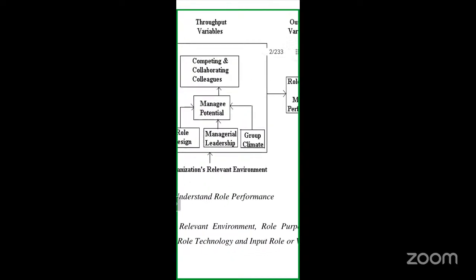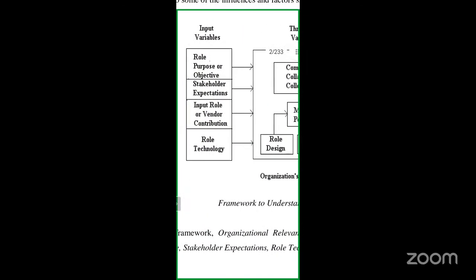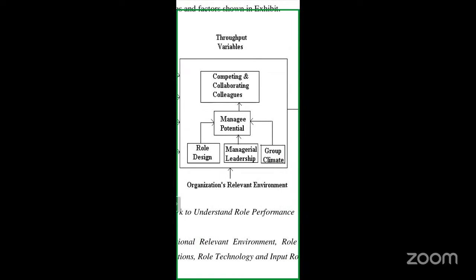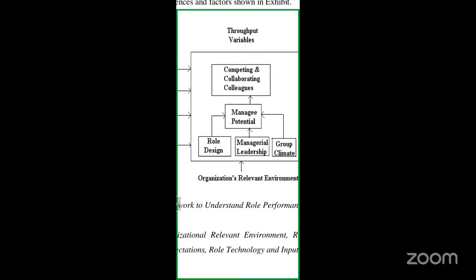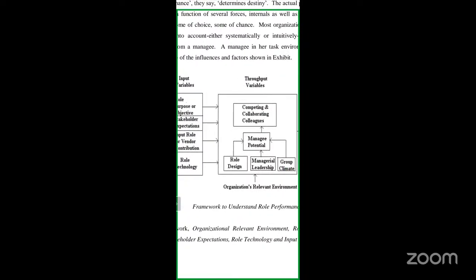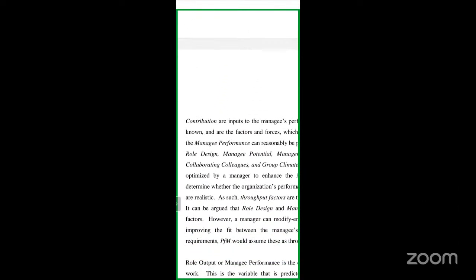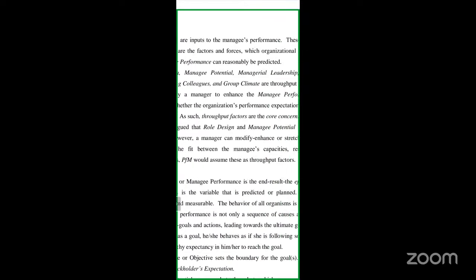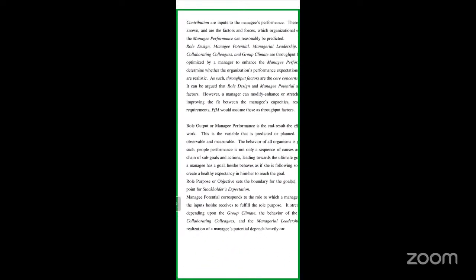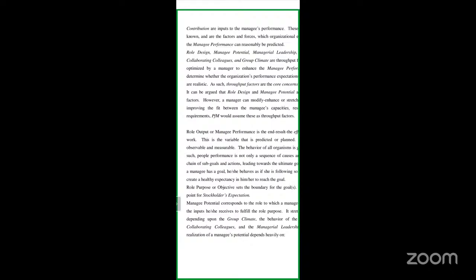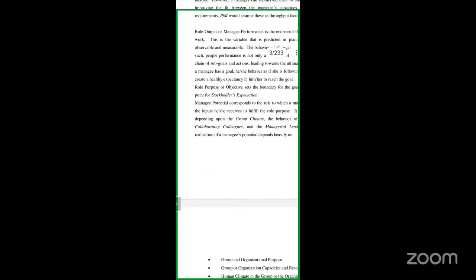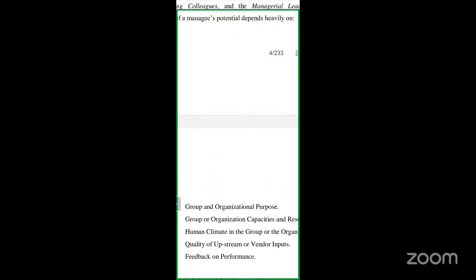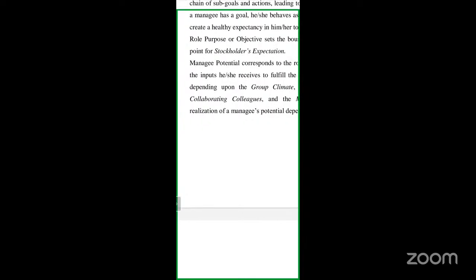So the complete output of the performance management depends upon the input variables and the internal process where we are considering as the throughput variables here. Competing and collaborating colleagues. So this is the main flow of how to achieve the performance management. Means in general, what are the contributions to achieve the performance management? Without the input and without the pre-processing inside, we can't achieve our goal. So performance management plays an important role in achieving the goals.